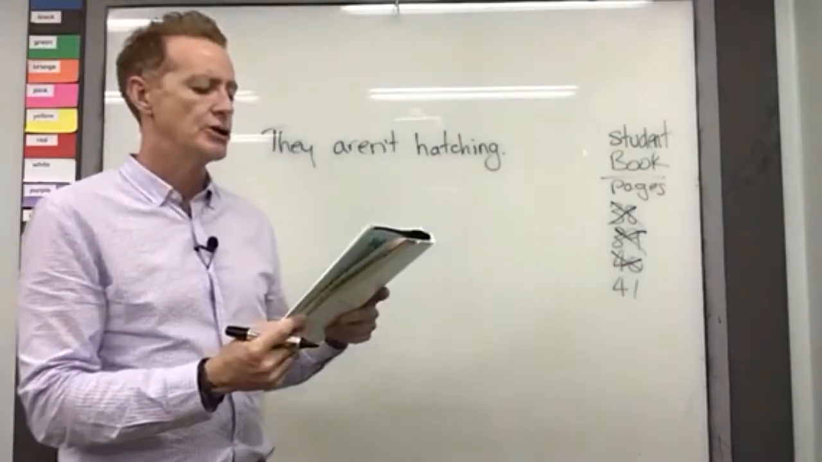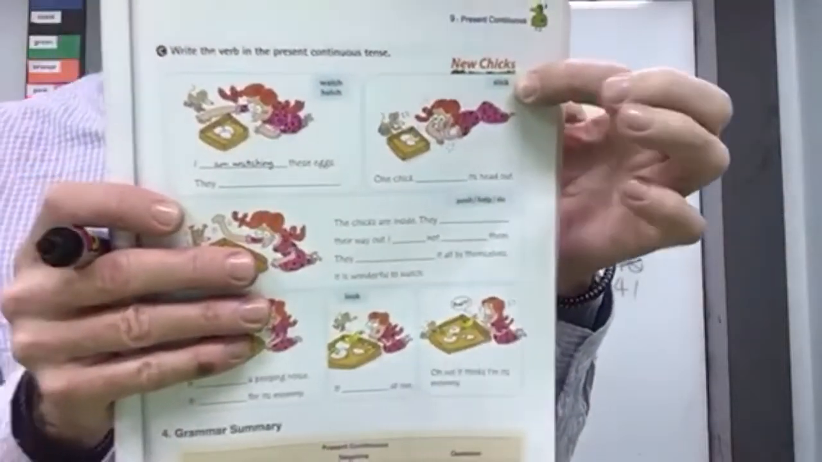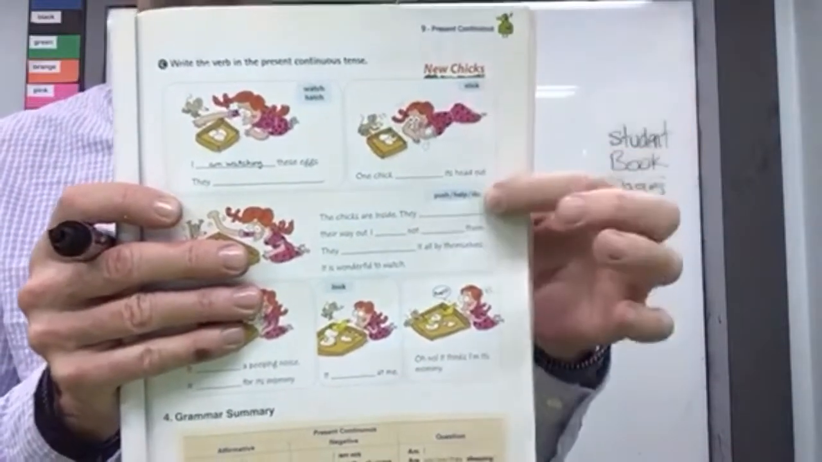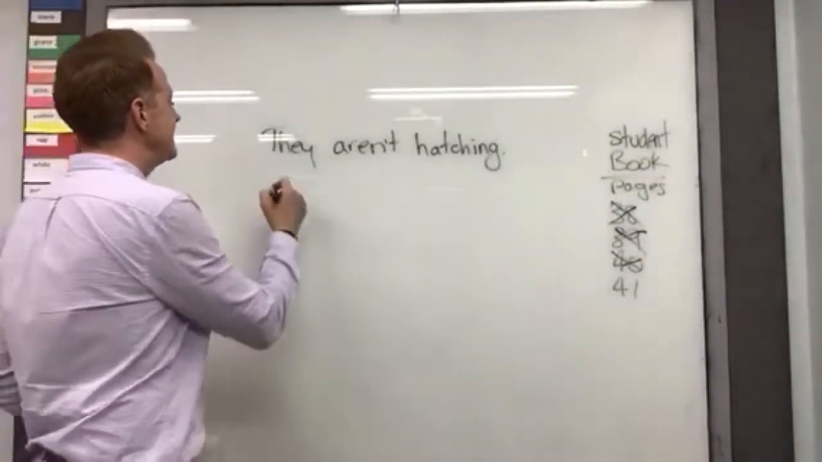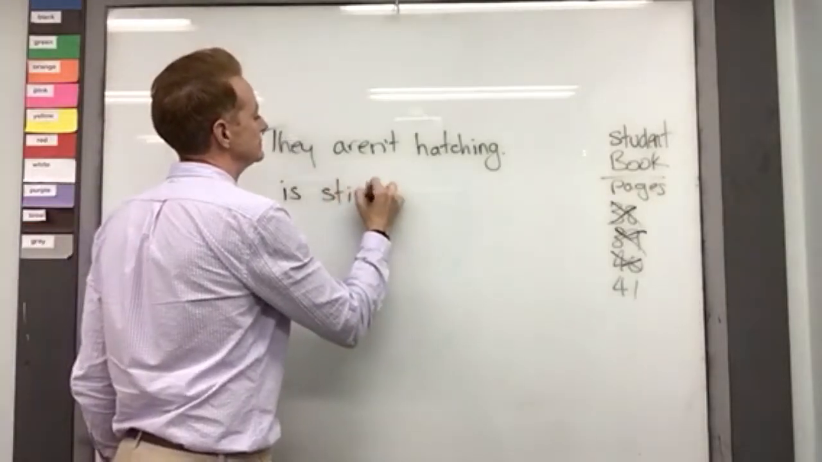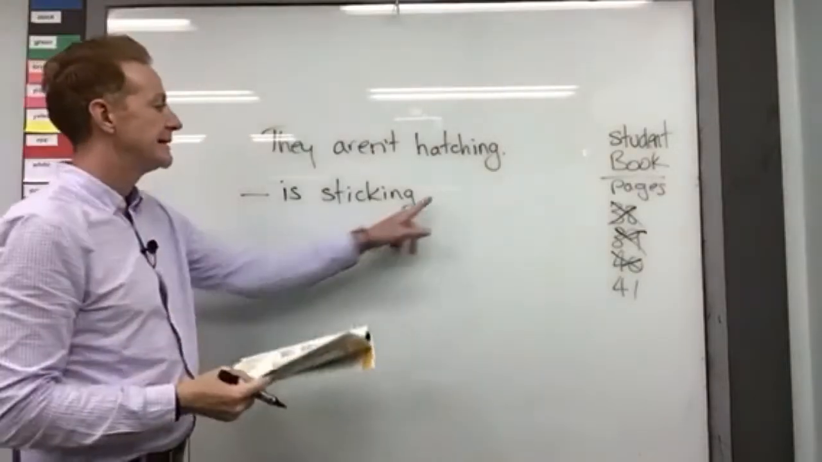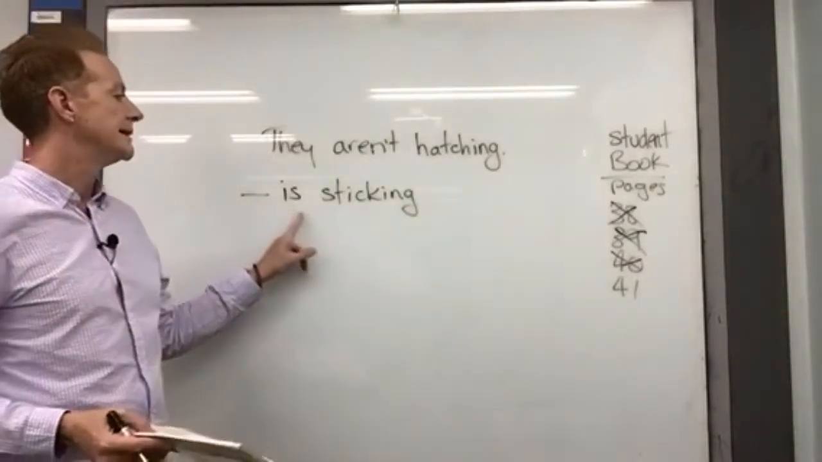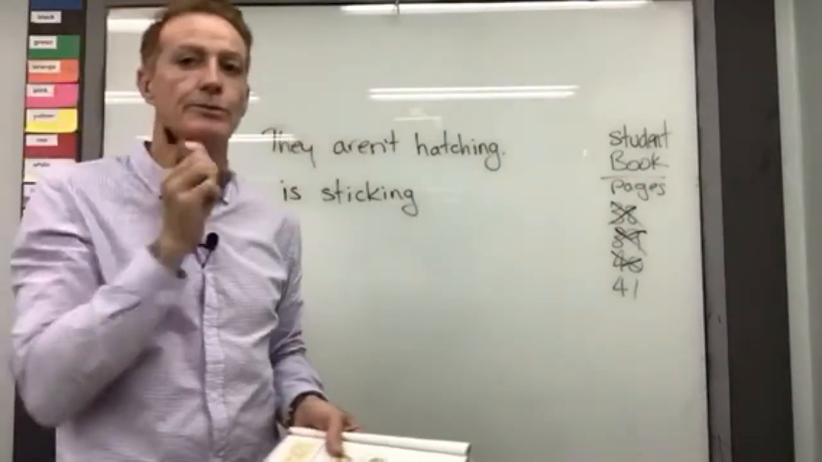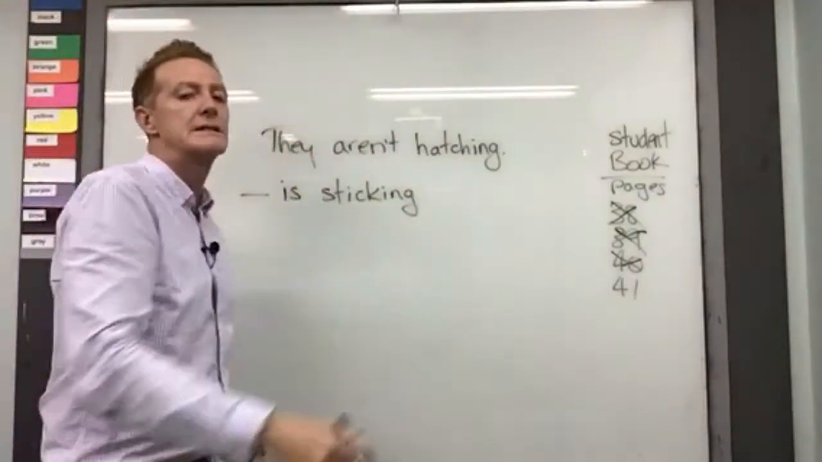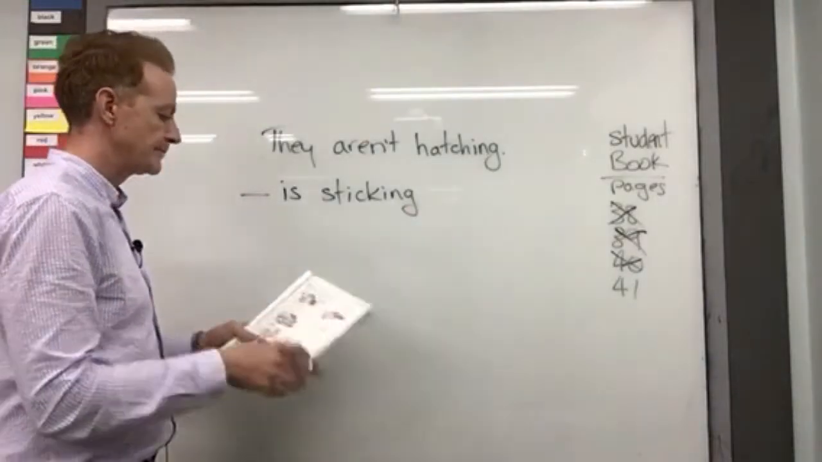The girl is watching her chickens. The verb here is stick. And we have to write, one chick is sticking its head out. That sticking just means to poke out. So to poke your head out, or to put something out. So is sticking its head out. All right, let's move on to the next one.